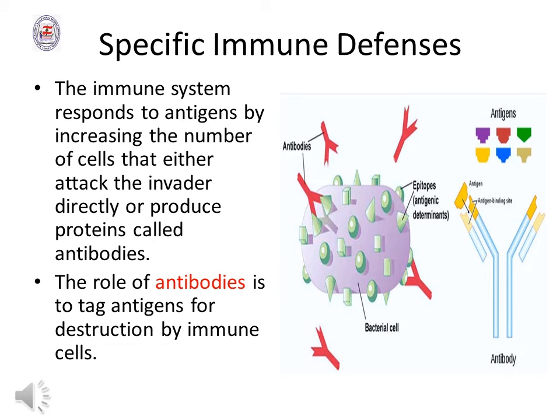The immune system responds to antigens in two ways. First, either by increasing the number of cells that attack the invader, or by producing proteins called antibodies. The role of antibodies is to tag antigens for destruction by immune cells. As you see in this figure, we have different types of antigens in different colors, and the antibodies, in the Y shape, stick to the antigens on the surface of pathogens in order to destroy them.